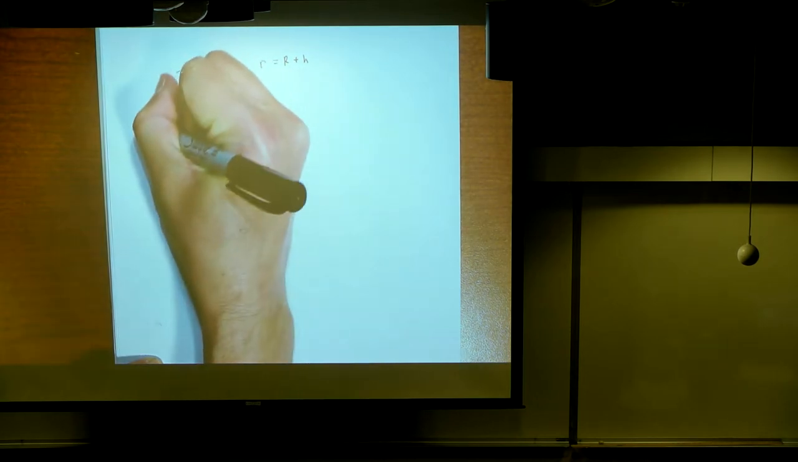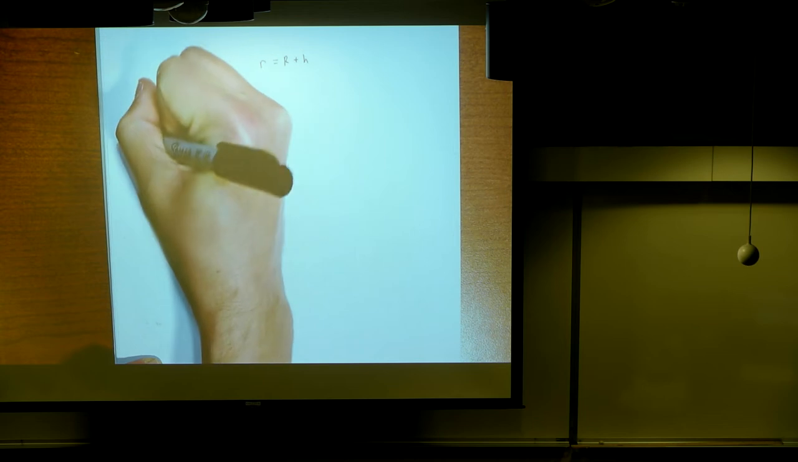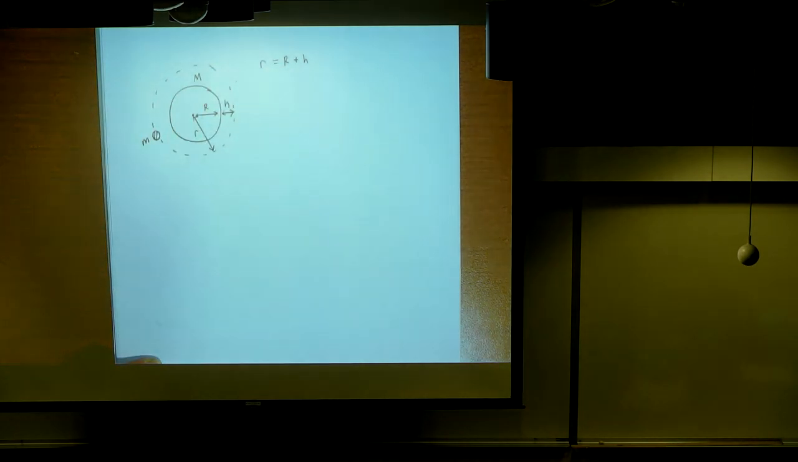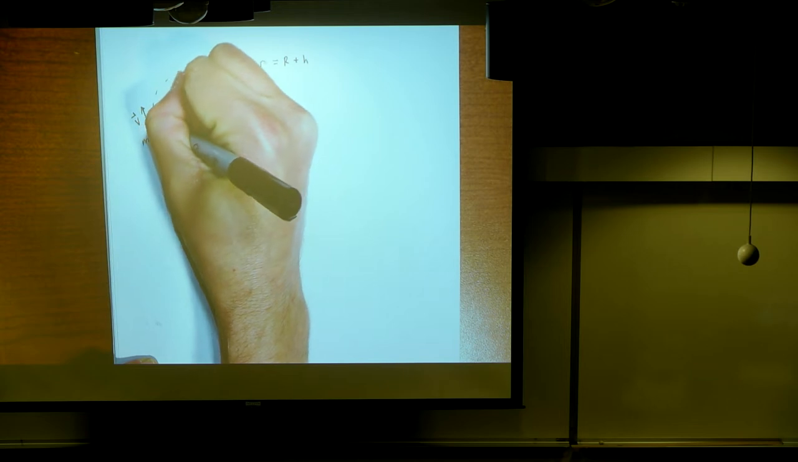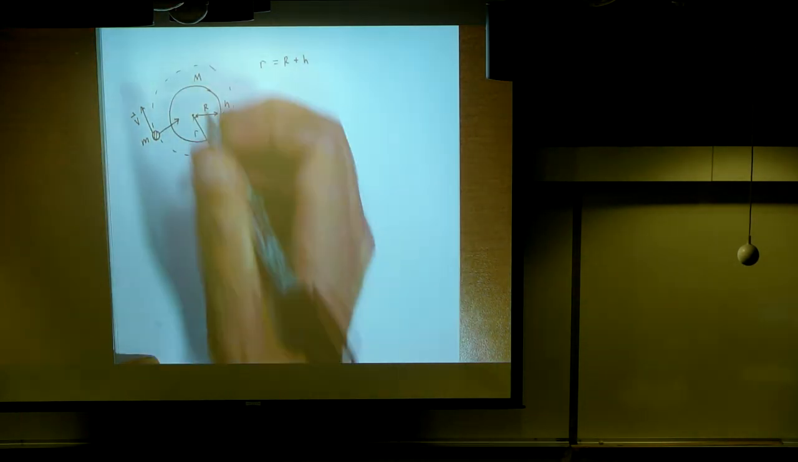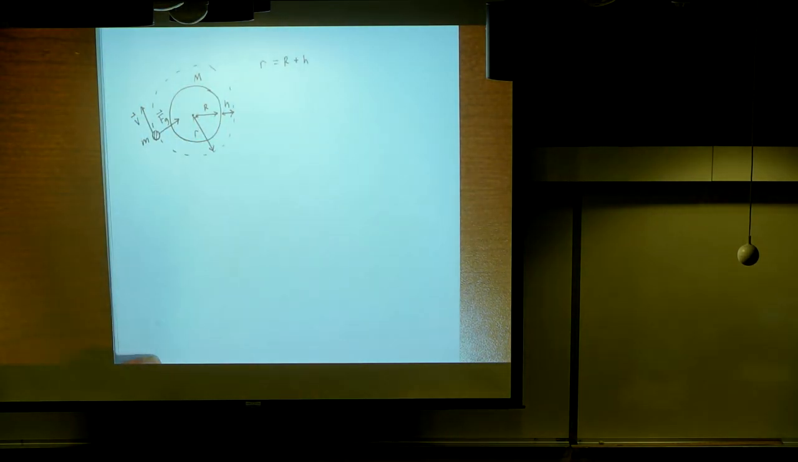So let's draw the other mass. That's going to be our space station. I'll label that as lowercase m. And it's moving in a circle, so its velocity vector is tangent to that circle. And it's feeling a force of gravity, which is attracting it to the center of the Earth, like this. So I'll label that as F sub G. Okay? This picture makes sense?